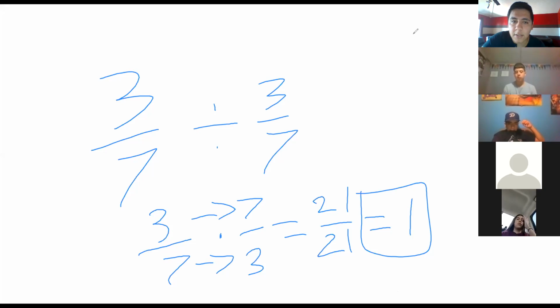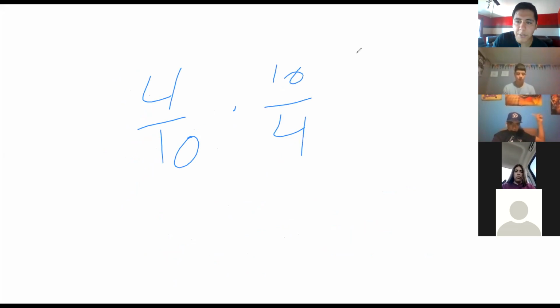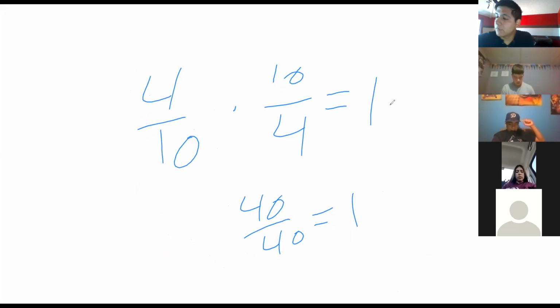Let's say we did 4/10, and I multiplied by 10/4. Those are reciprocals of each other, so that should also be equal to 1, because 4 times 10 is 40, and 10 times 4 is also 40. So whenever we're multiplying two reciprocals of each other, the answer is going to be 1. Again, this is just something to be aware of for when we get into algebra. Okay, almost done. Just a couple more examples.